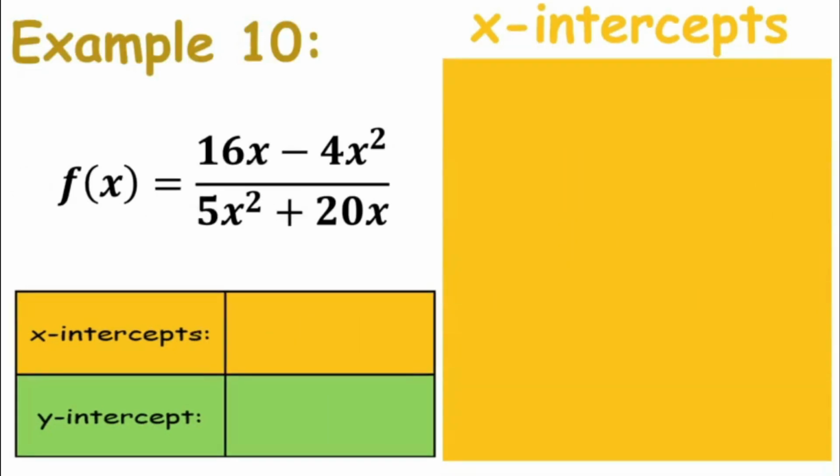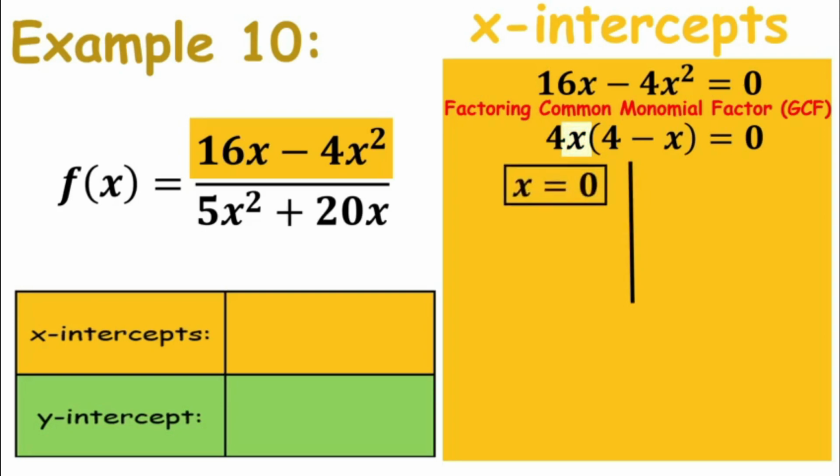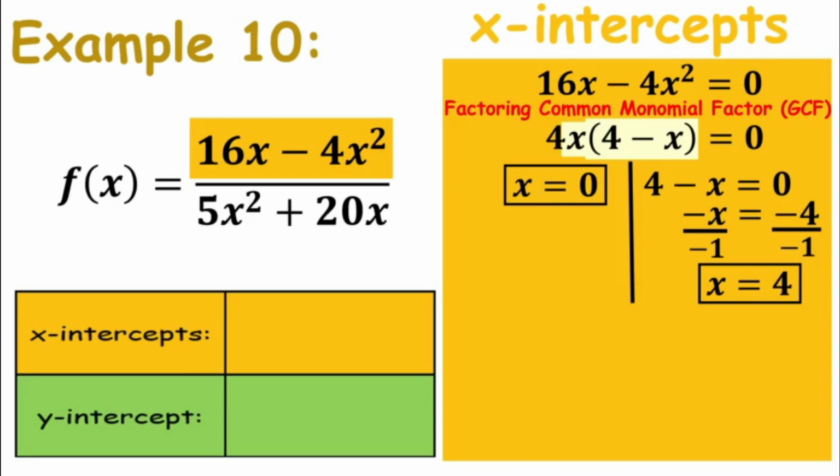Example 10. Let's equate the numerator to 0. 16x minus 4x squared is equal to 0. Factoring out 4x, we have 4x times the quantity (4 minus x) is equal to 0. The first factor is x, so we have x is equal to 0. Next, we have 4 minus x. 4 minus x is equal to 0. Transposing positive 4, we have negative x is equal to negative 4. Dividing both sides by negative 1, we get x is equal to 4.